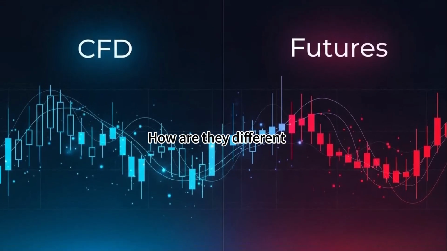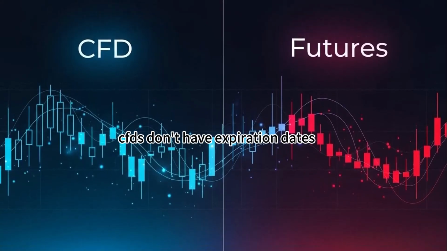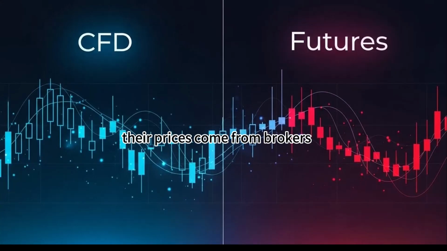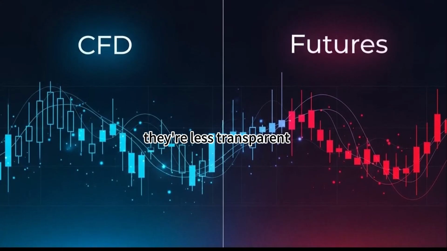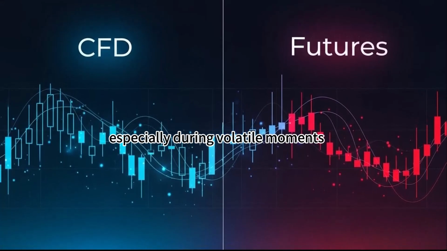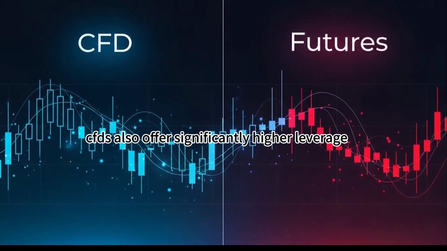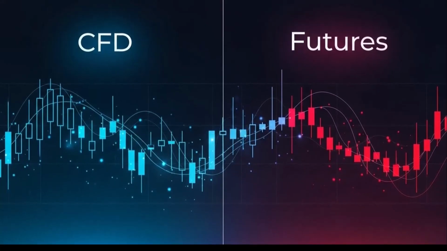How are they different? Their differences lie mainly in structure and market behavior. CFDs don't have expiration dates, their prices come from brokers, and they usually have wider spreads. They're less transparent and sometimes experience artificial spread widening, especially during volatile moments. CFDs also offer significantly higher leverage, sometimes up to 1:500.